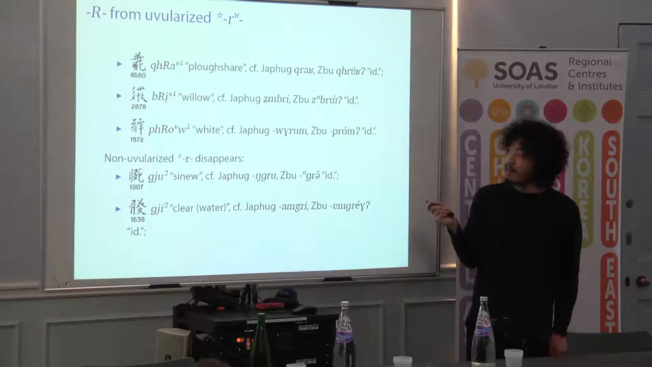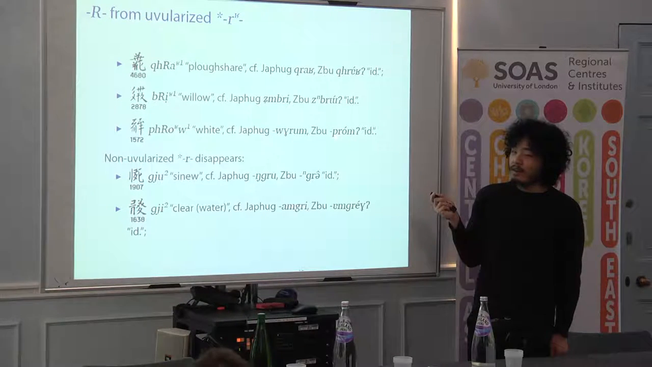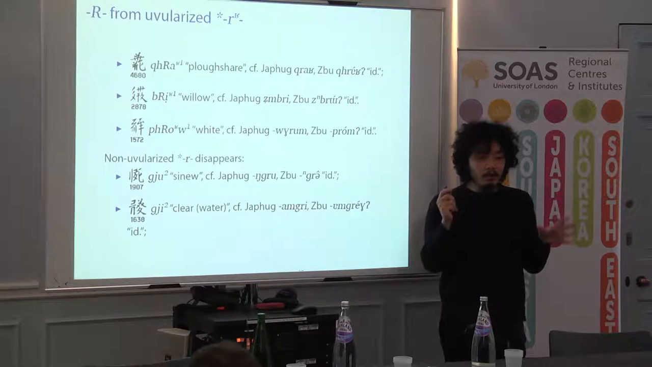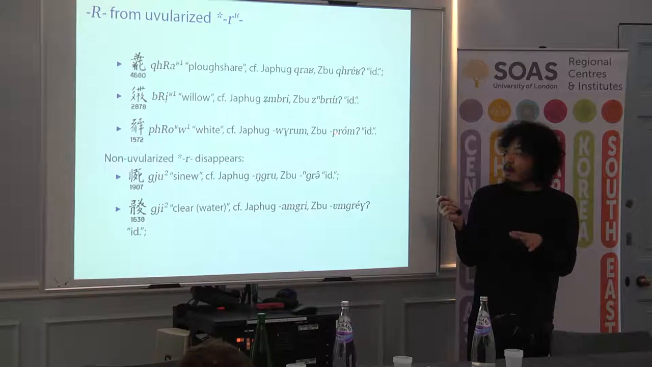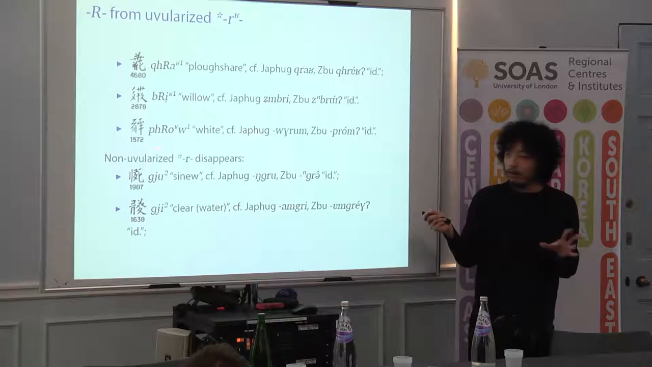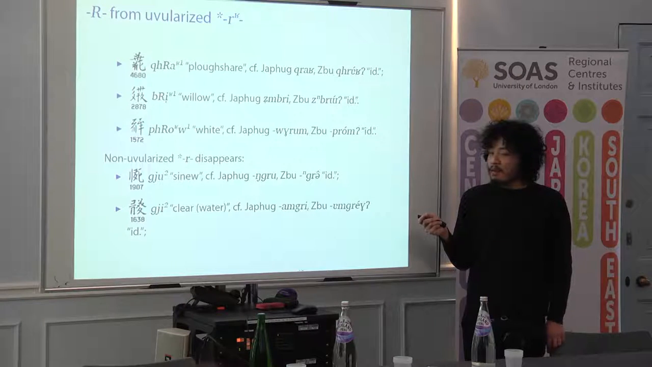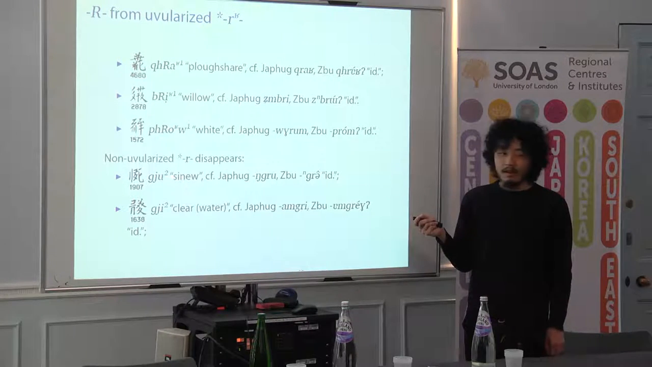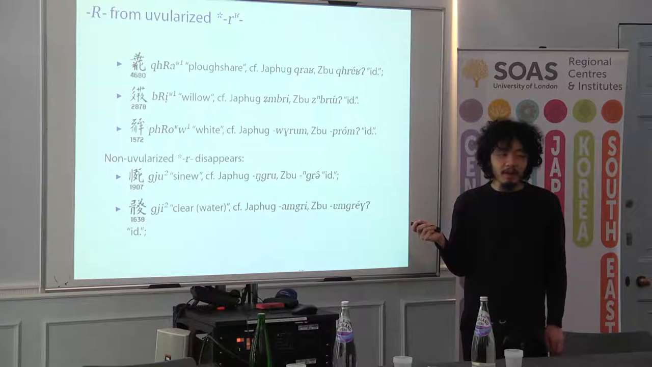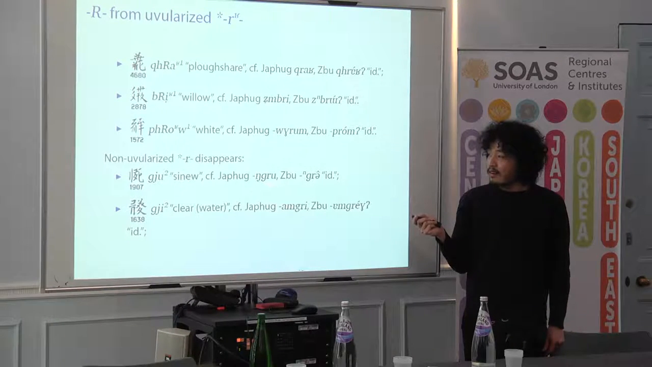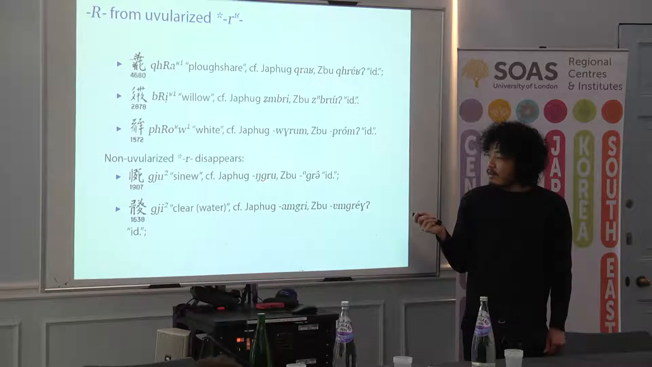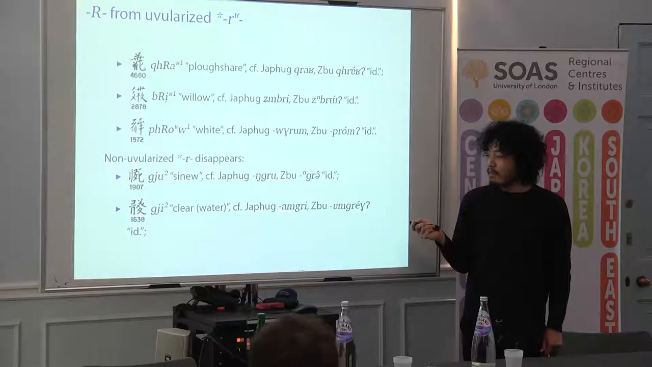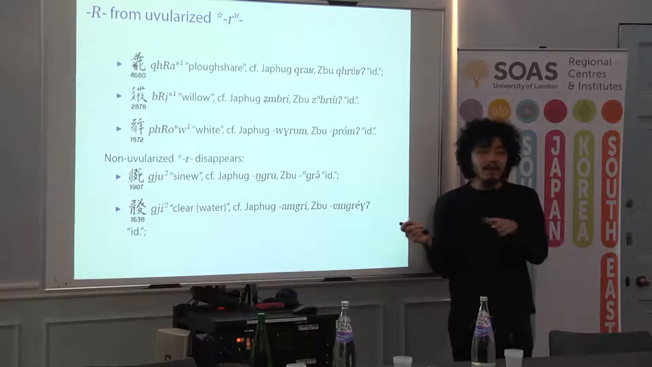For white, here the uvularization is not primary but comes from the coda M. However, because there is the R, coda M brings uvularization, and uvularization plus medial R brings grade two. The same medial R in a non-uvularized context just disappears. So, for example, this is a word which is shared by almost every Gyalrongic language, so it's quite useful. Ngr or gru, which means tendon, there is an R, but it has disappeared because it's not uvularized. So the same thing for clear water, which is angri and just gi. There's no difference between gi and ngri.